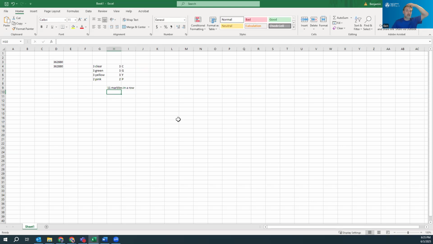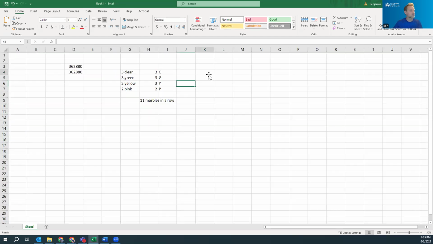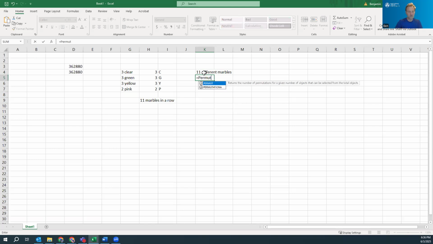One of the things that I like to do when I'm solving a hard problem is kind of think about similar problems to help try to give me insight. So if I had 11 different marbles and I wanted to look at how many different ways I could arrange them, then the order matters. And so I'm looking at a permutation situation. So I would say something like permute 11, 11, because I have 11 spots for things to go in and I have 11 different marbles.